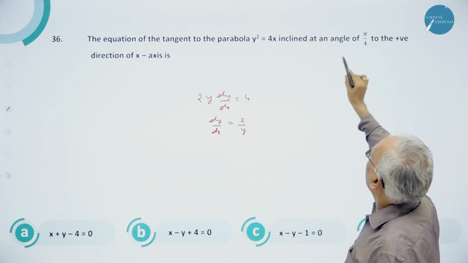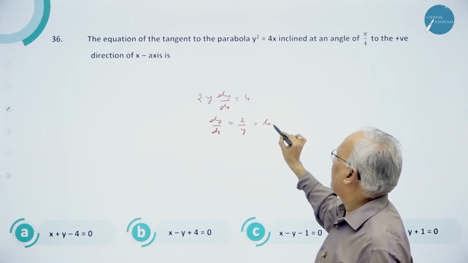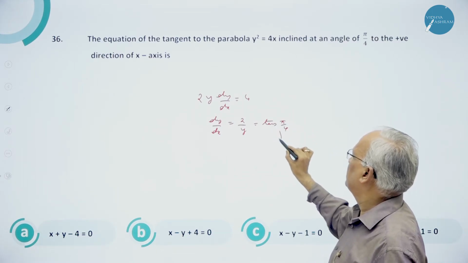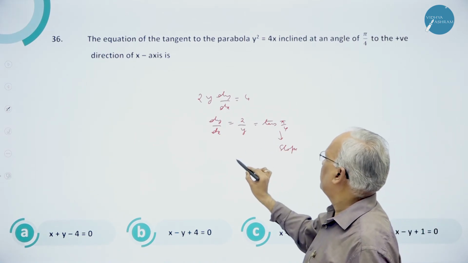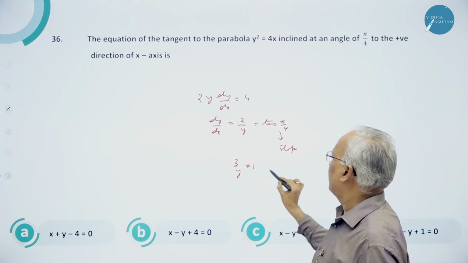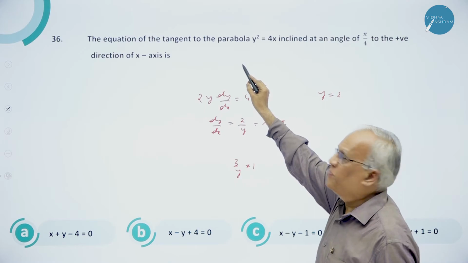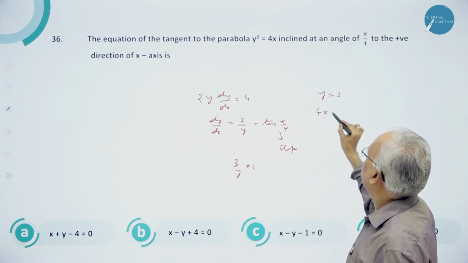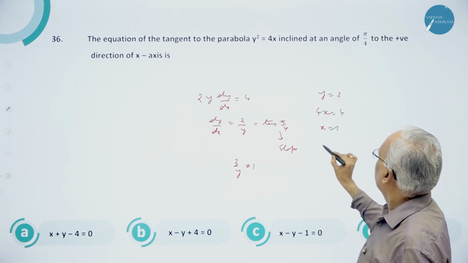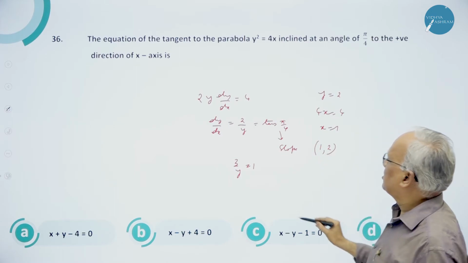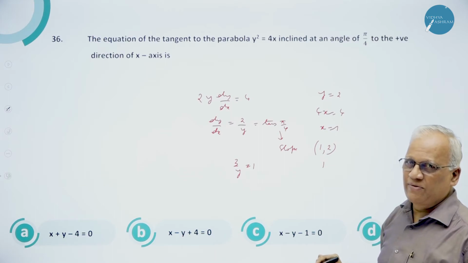Because the tangent is inclined at an angle of pi by 4 to the positive x axis, its slope is tan of pi by 4, since slope is tan of the angle made by the line with the x axis. So 2 by y equals 1. Therefore, y is equal to 2. When y is 2, substitute here: you get 4x equal to 4, so x is equal to 1. So (1, 2) is the point, and the slope of the tangent is already known to be 1. Now the equation of the tangent.